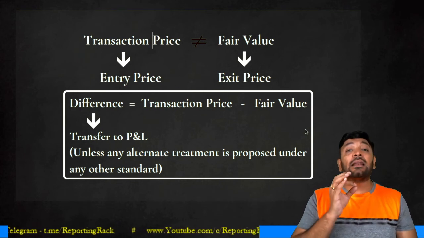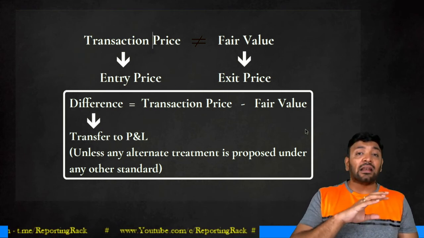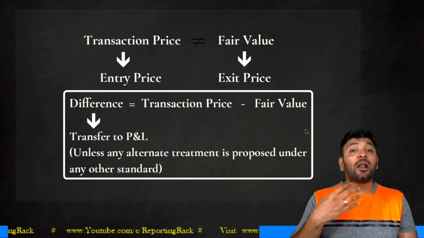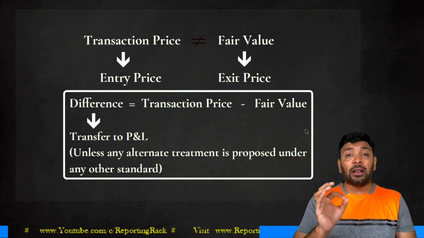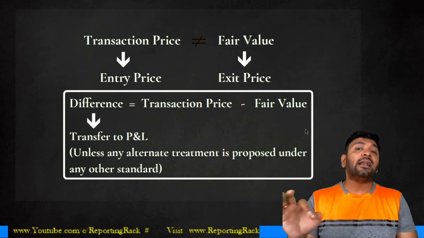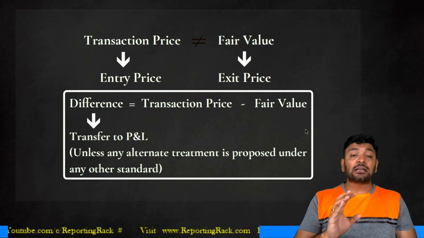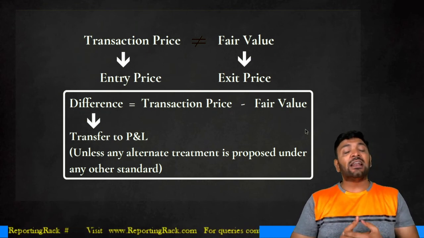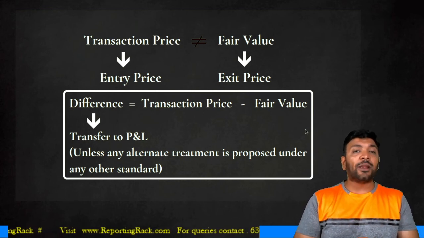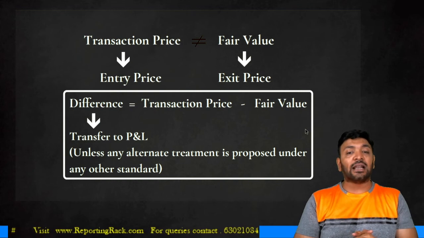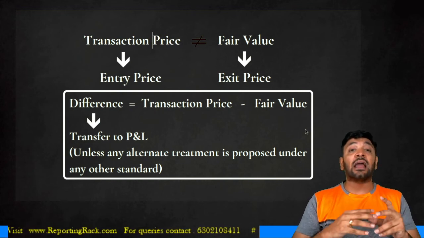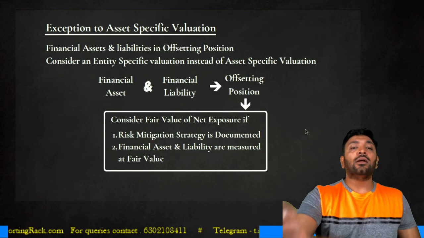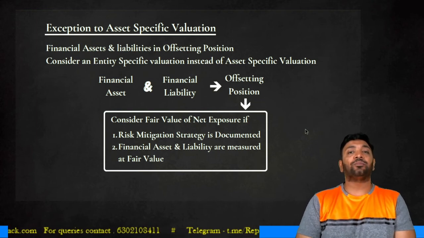A transaction between related parties. In the transaction between related parties, the transaction price is influenced by the relation. But your fair value should not be based on that, because fair value is between market participants who are independent, unrelated. Therefore, in such circumstances, I can come across situations where your transaction price is not equal to fair value. Whenever you have a difference, such difference will be transferred to P&L, either to the debit of P&L or credit of P&L, unless another Ind AS is proposing an alternative treatment. Clear?